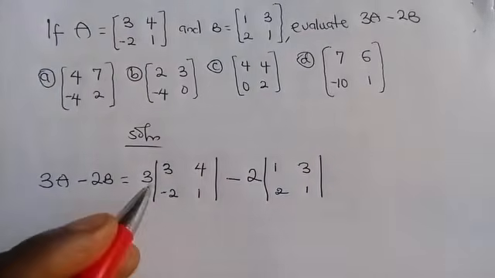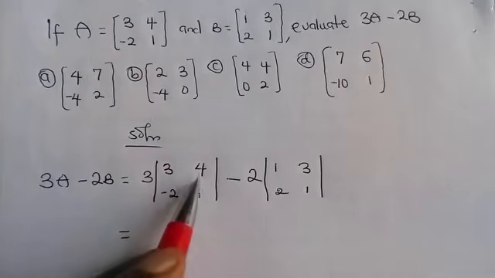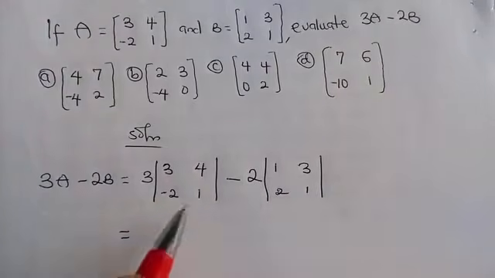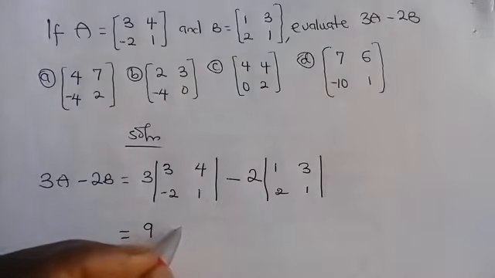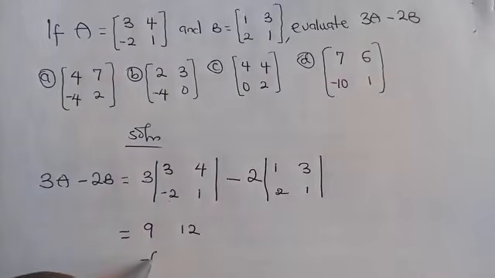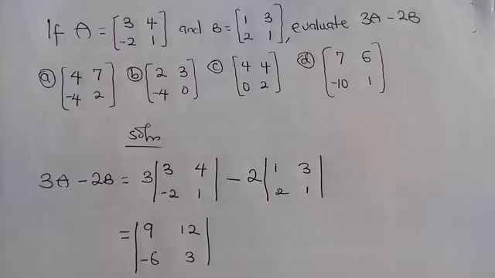Dealing with the scalar multiplication, we are going to use this constant and multiply it by matrix A. We'll come to this one, use the constant to multiply it by matrix B. So we have 3 times 3 giving us 9. 3 times 4 giving us 12. 3 times minus 2, we have minus 6. 3 times 1, we have 3. That is, anytime you are dealing with scalar multiplication, you are using the constant to multiply each of the entries.